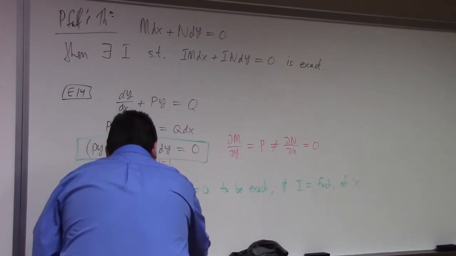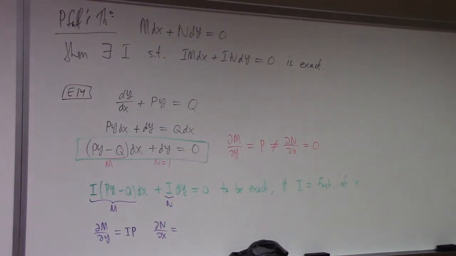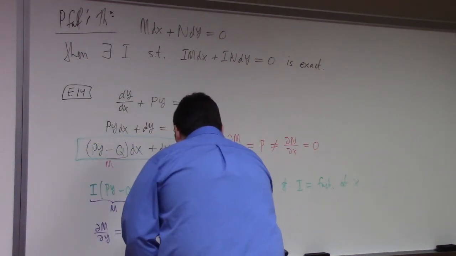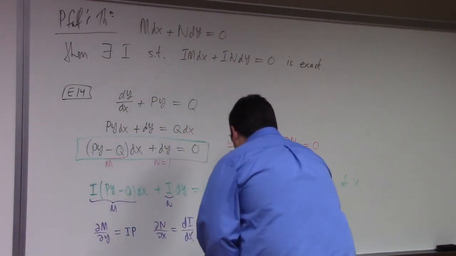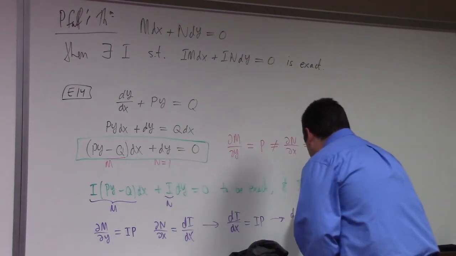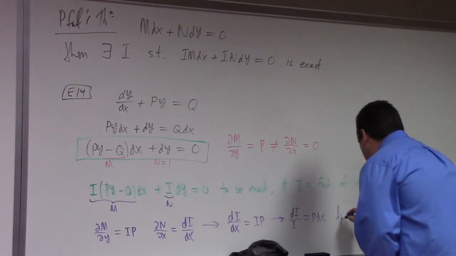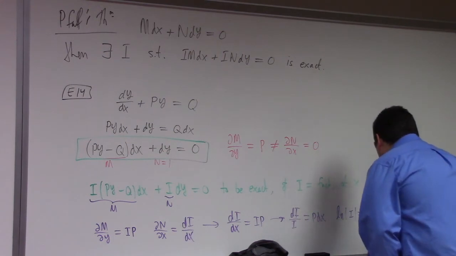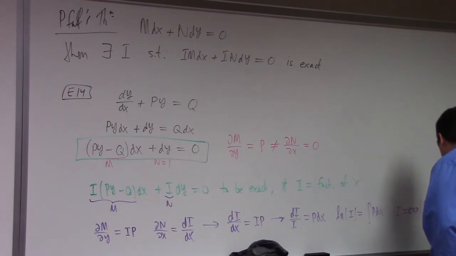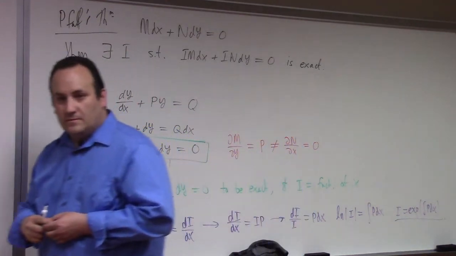What's partial N, partial x? Well, it's just dI/dx, because we're assuming I is just a function of x. Right? So we have to solve dI/dx equals IP if we want this to be exact. What's that? That's dI over I equals p dx. Voila. The natural log of the absolute value of I is equal to the integral of p dx, aka I is equal to the exponential of the integral of p dx. And so there you go. That in some sense is a derivation of the integrating factor.